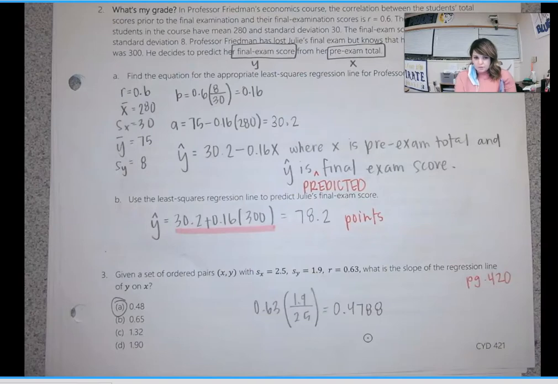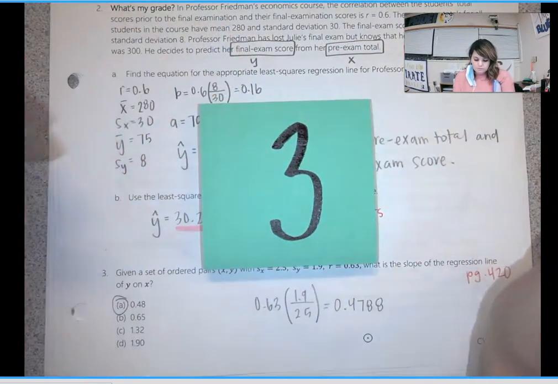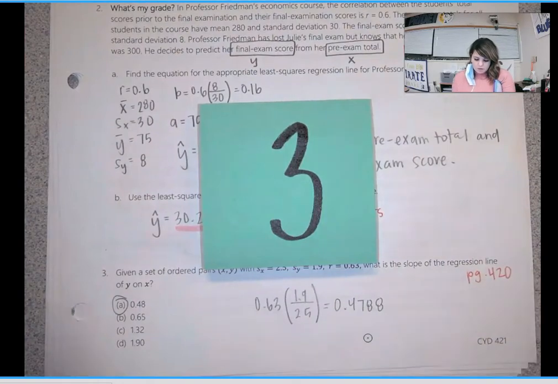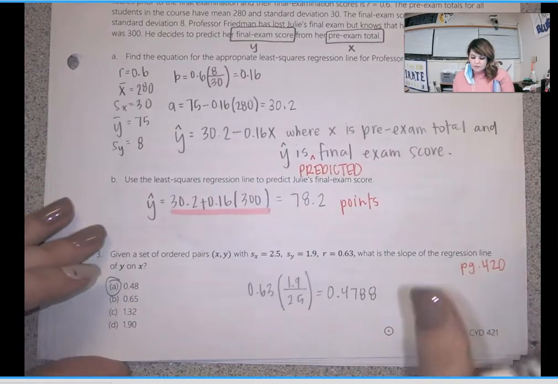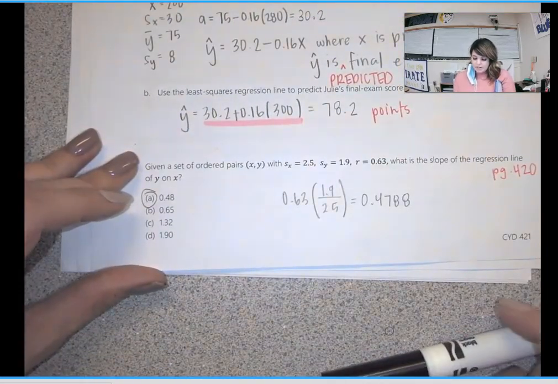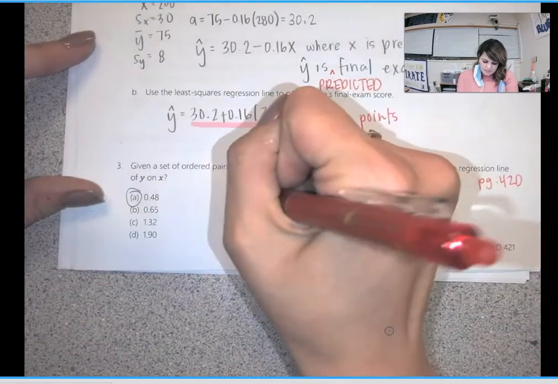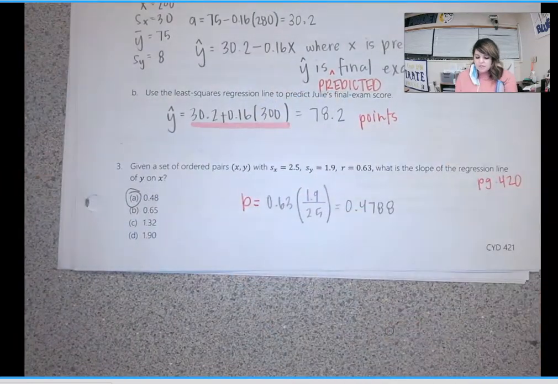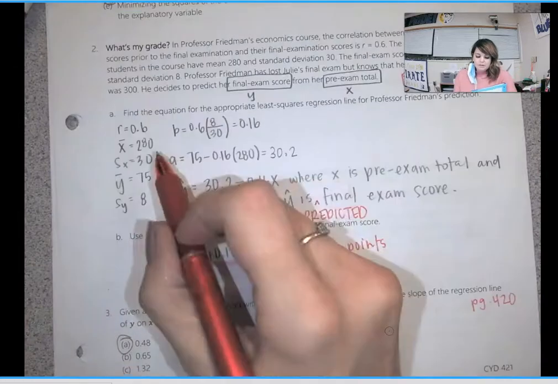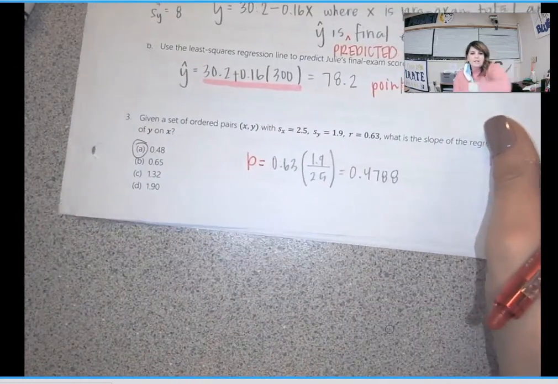Moving on to number 3. So once again, just page 420. My work is shown here. I guess I could have done a little bit better to say that this is B. I believe slope is the letter B. Now that I'm wondering, oh yeah, I labeled it up here. So B is our slope. Answer is A as in alpha.